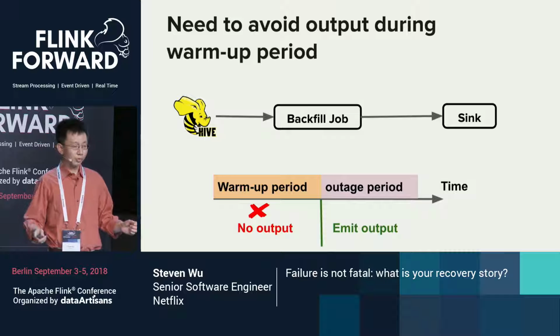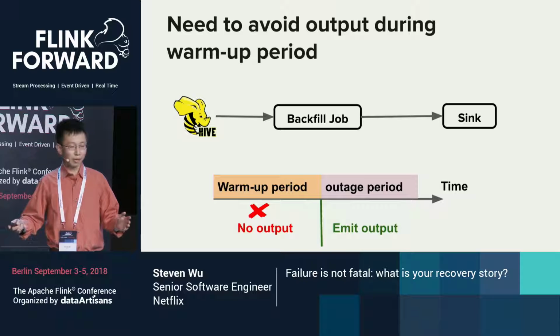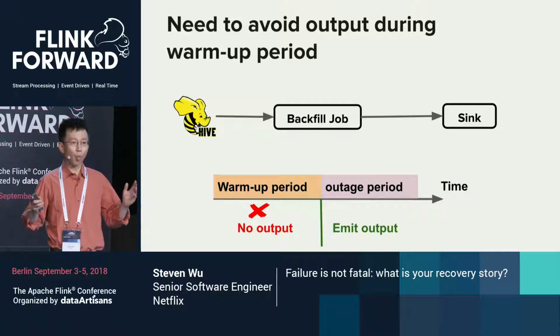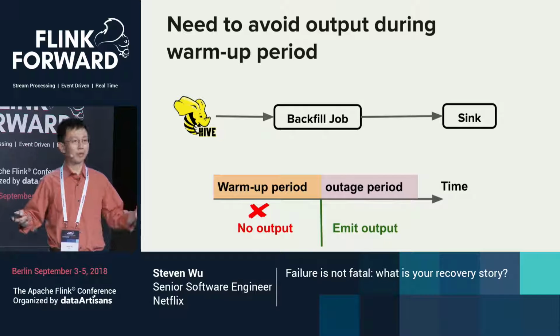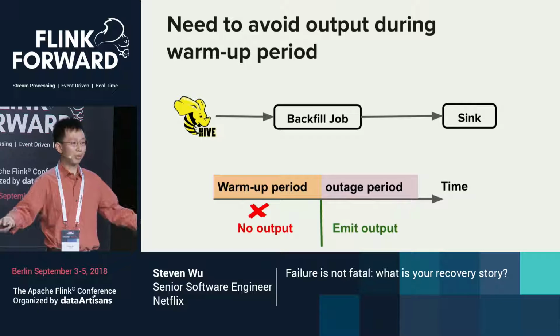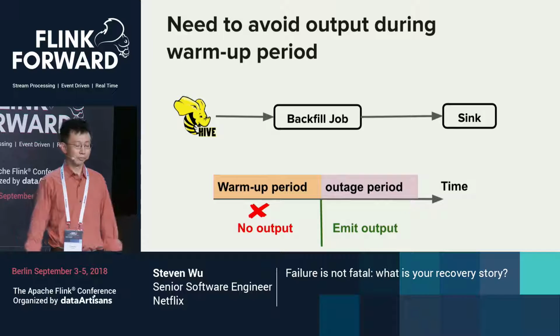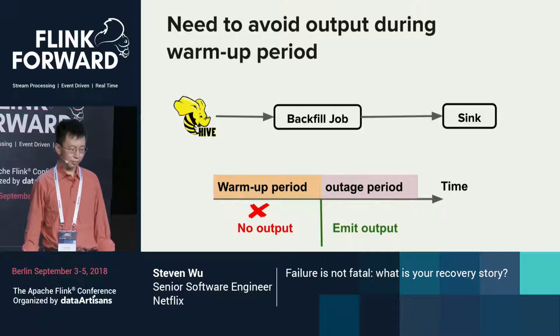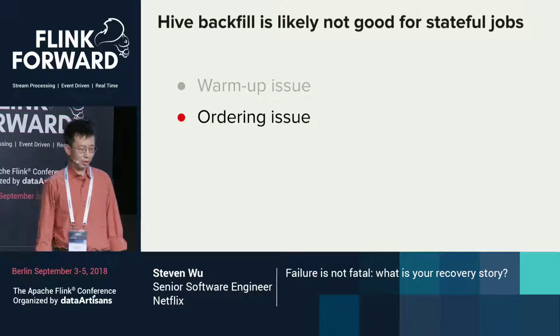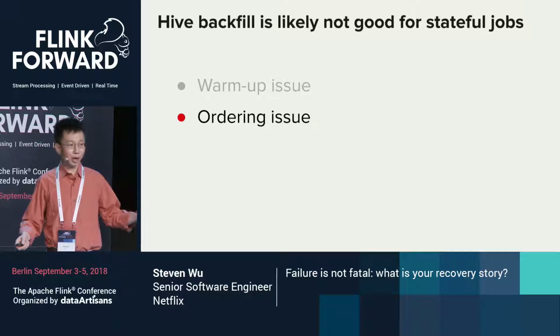The other problem is we have a chicken-egg problem. Now, the application needs to avoid emitting output during the warm-up period because the application state during the warm-up period is also incomplete. That's some additional complexity the application needs to handle. The second issue is ordering issues with the Hive source.